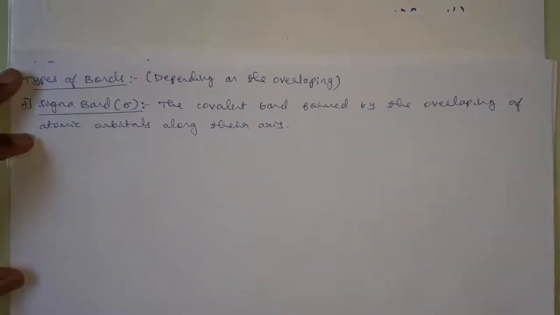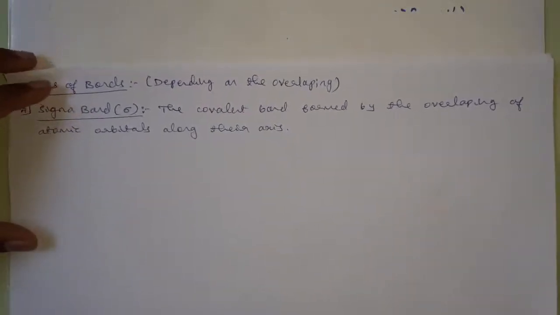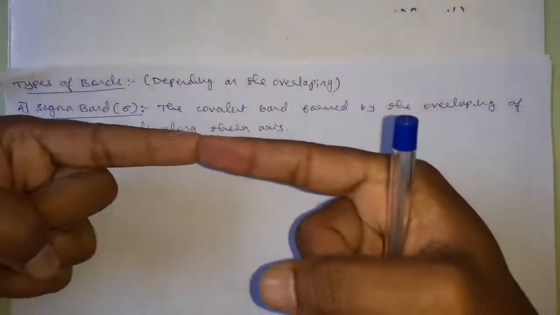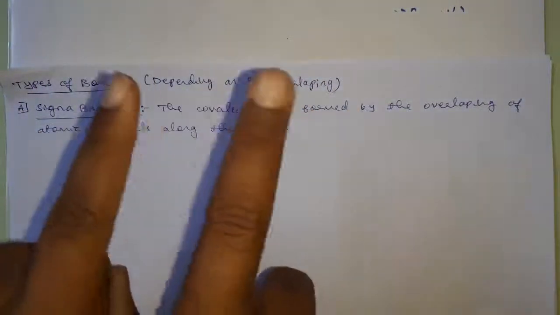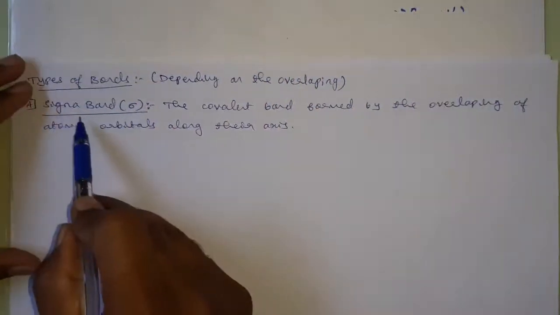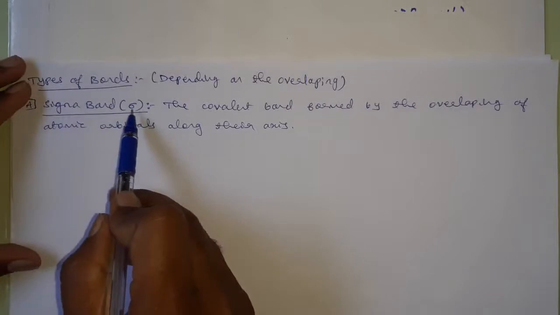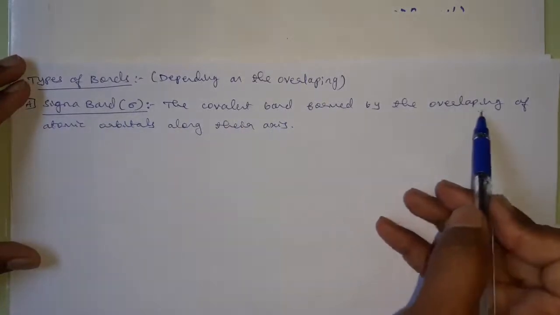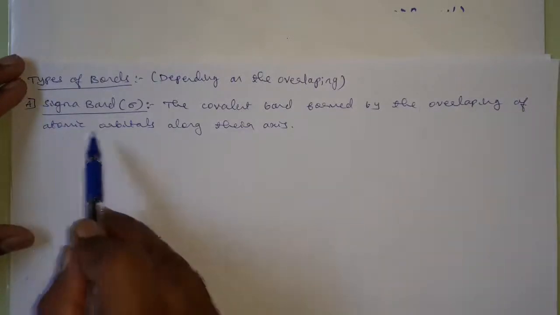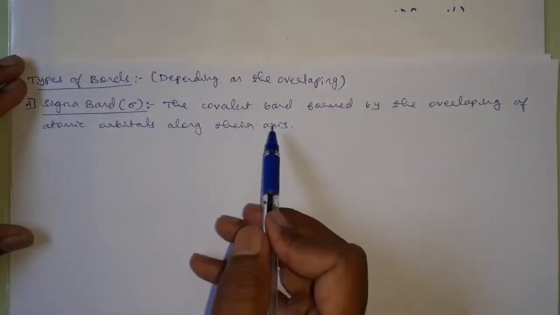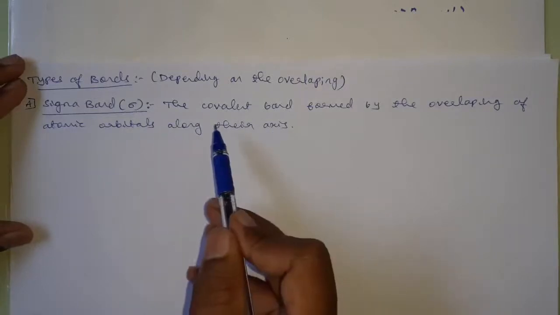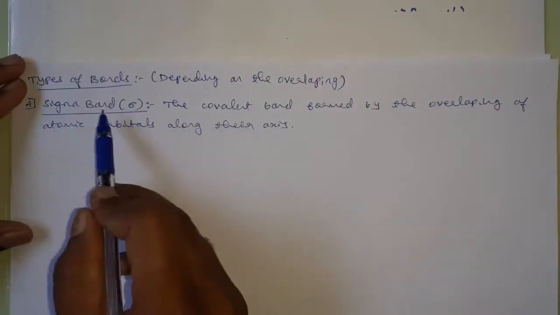Okay. Then we know that there are two types of overlappings, meaning two ways for the atomic orbitals to overlap. One is head on overlap, and the other is sideways overlap. The sigma bond, which can be represented like this, is defined as the covalent bond formed by the overlapping of atomic orbitals along their axis. If the atomic orbitals overlap along their axis, then the formed covalent bond is called what?